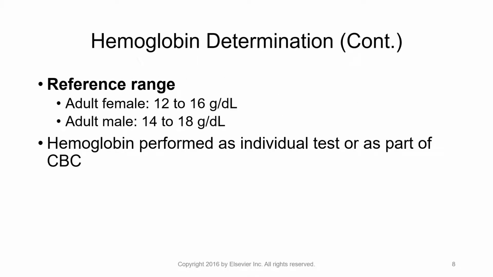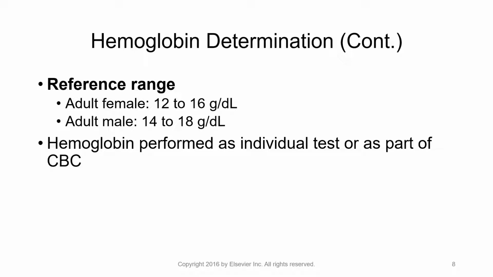The reference range, this is a reference range for people that haven't heard this before. A reference range is the normal range for any laboratory test or any objective measurement. You always want to have a reference range to refer back to. For the female, we expect reference range of roughly 12 to 16 grams of hemoglobin per deciliter of blood.